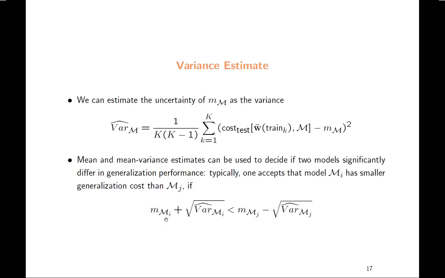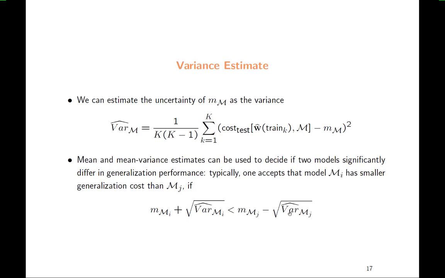And then you say that M_i is really significantly better than M_j if the mean performance of M_i plus its standard deviation is smaller than the mean performance of M_j minus the standard deviation of M_j. So in other words, the standard deviations do not overlap. That's when everybody sort of accepts your conclusion.